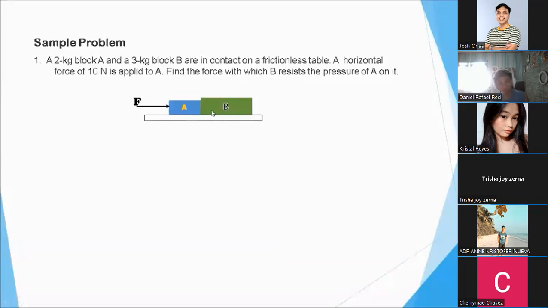Kasi from rest, nag-move. Tama? So with that, we say F equals ma. And to get the acceleration of both block A and block B, we have A equals F over m, substituting. And remember that it's the total mass of the two, kasi the force applies to both. They will have the same acceleration anyway because they are in contact with each other. Alangan namang pag pinush mo itong A, mas mabilis yung motion niya kaysa sa B, di ba? Of course not. They have the same acceleration, which is 2 meters per second squared.